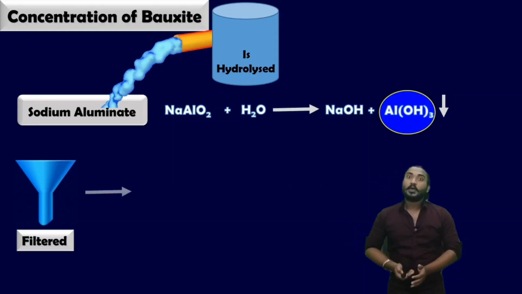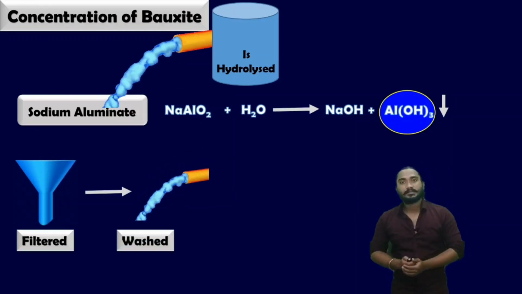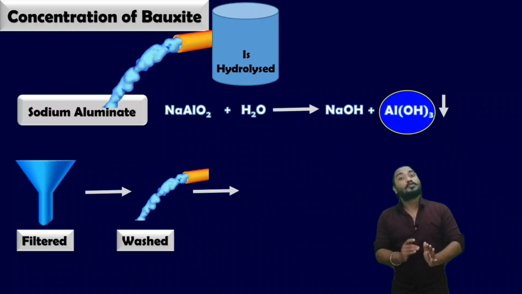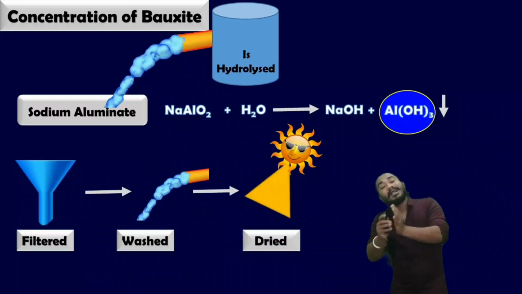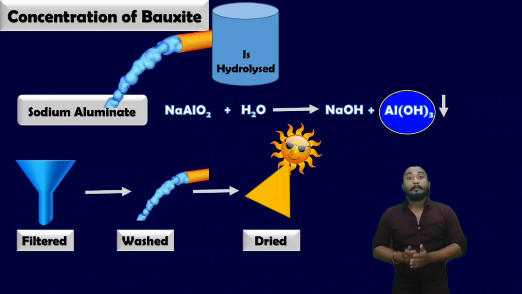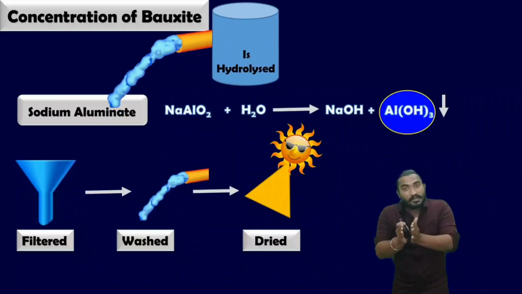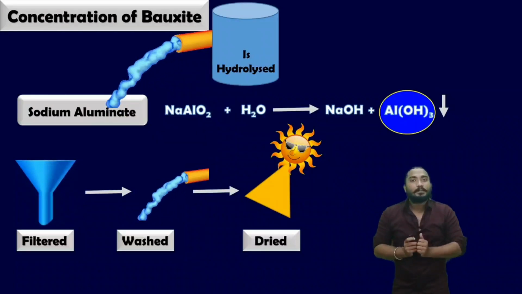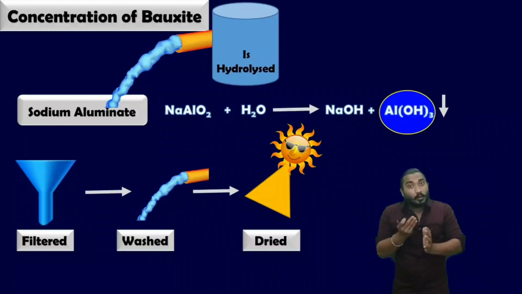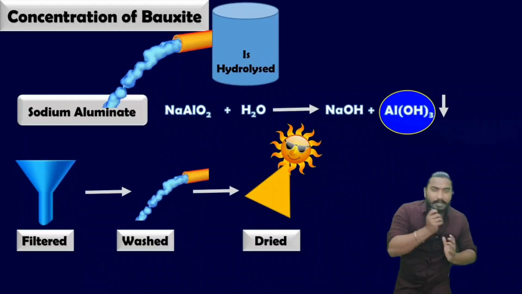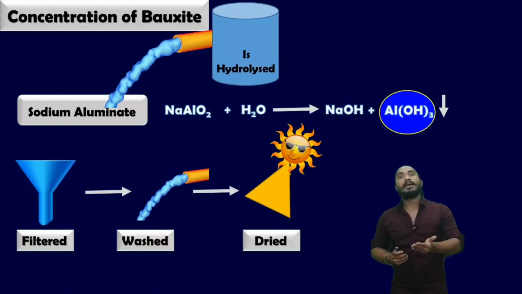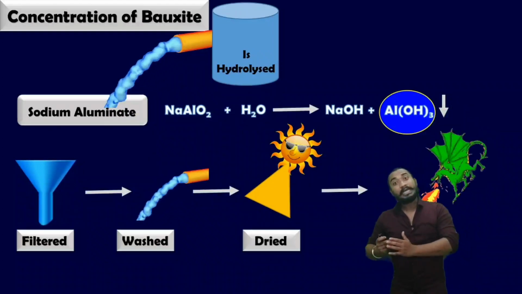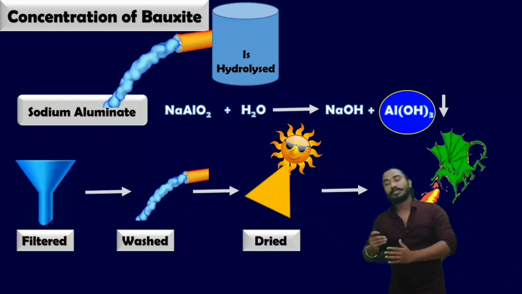Then we wash this precipitate. After washing, we don't want the water molecules, so we go for drying. But during the process of drying, only the upper layer of water is removed. What about the molecules of water which are present inside the particle? They are removed by the process of igniting. So we go for igniting this aluminium hydroxide.